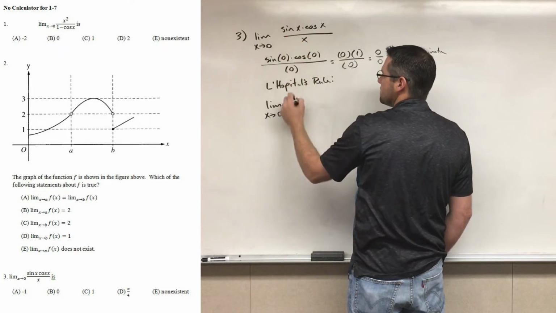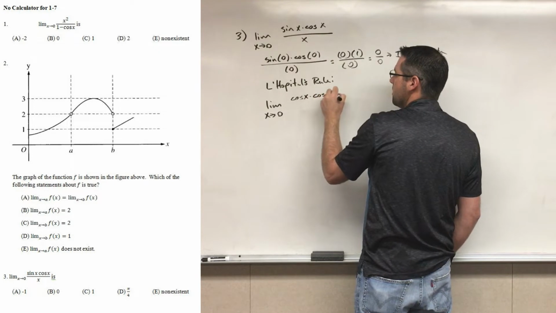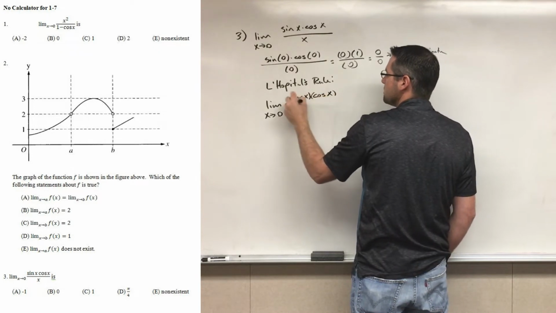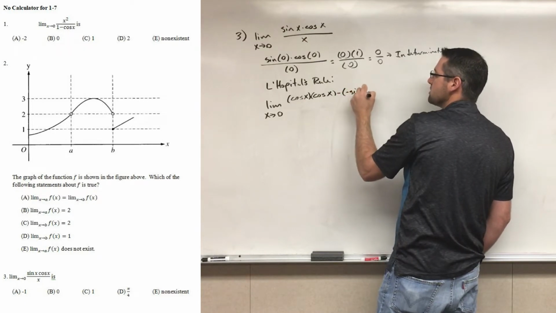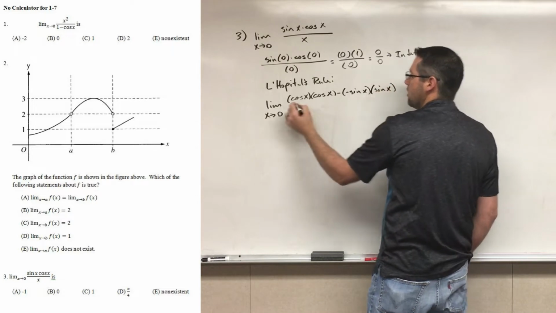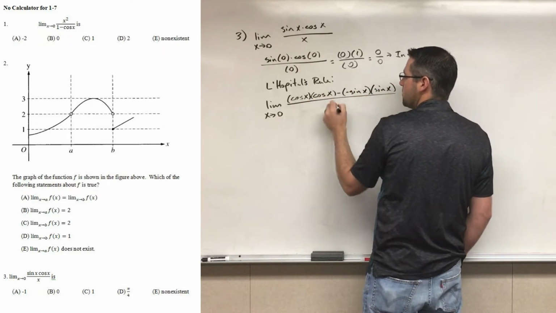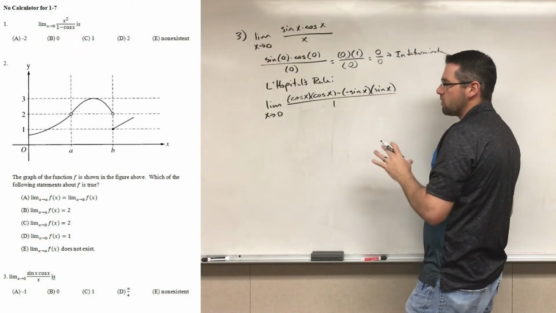The derivative of the first thing is cosine of x times the second thing, cosine of x, minus, let me put parentheses around this, minus the derivative of the second thing, which is negative sine of x, times the derivative of the first thing, which is sine of x, and then all over the derivative of the bottom, which is 1. So from here, we could just substitute and get an answer. It will actually work out just fine.